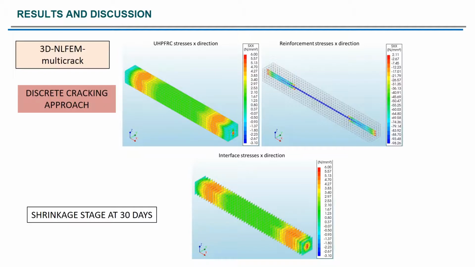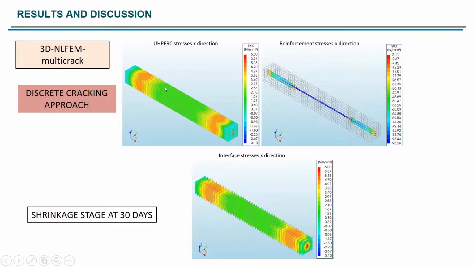And here I'm showing an example. In this slide, my objective is to show in detail how the model simulates with reliability the different stages of the experimental test. Now here I'm showing the stresses in the concrete due to the shrinkage effect. This is at 30 days, just before the test was done.